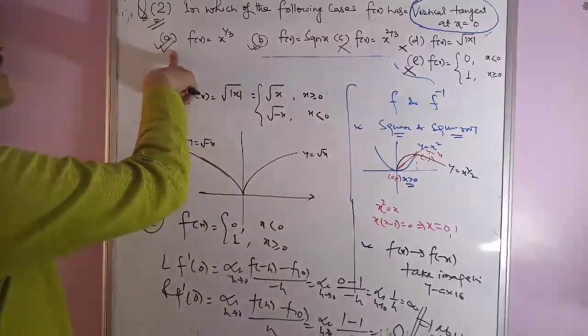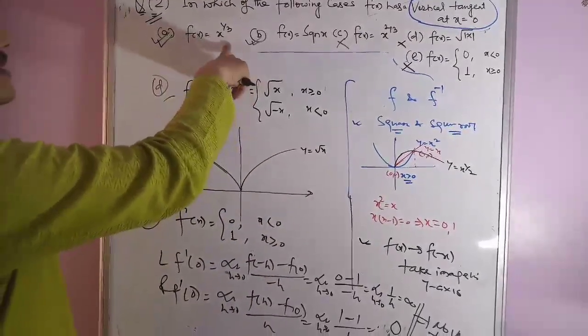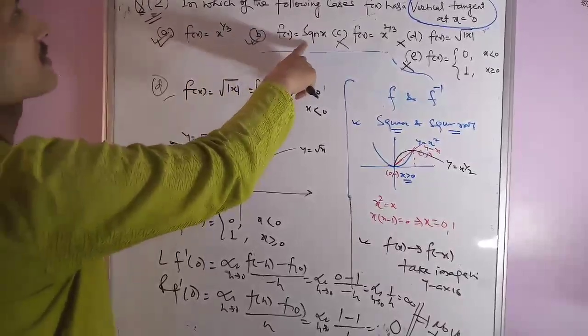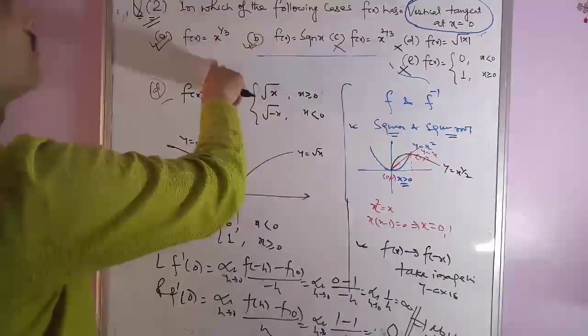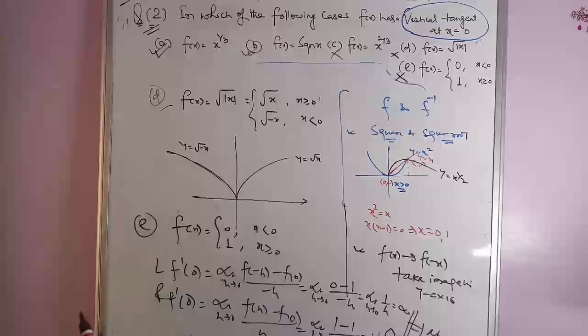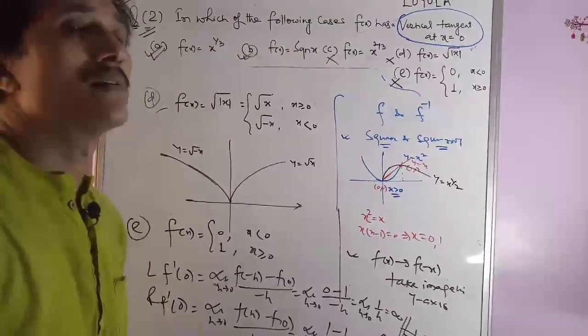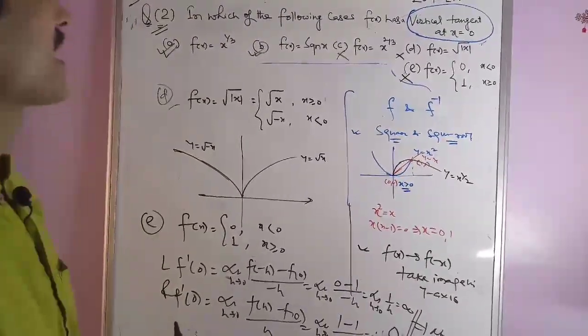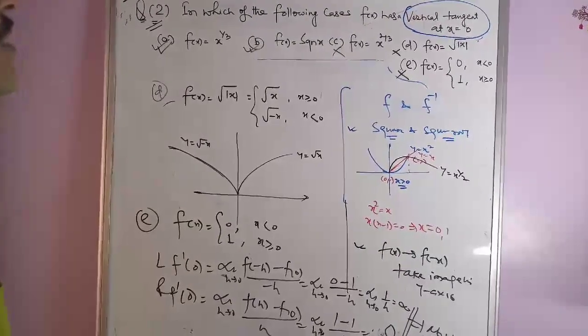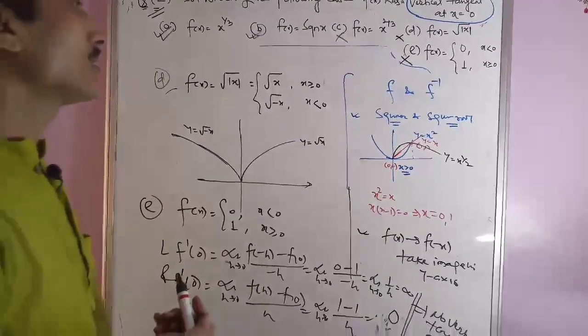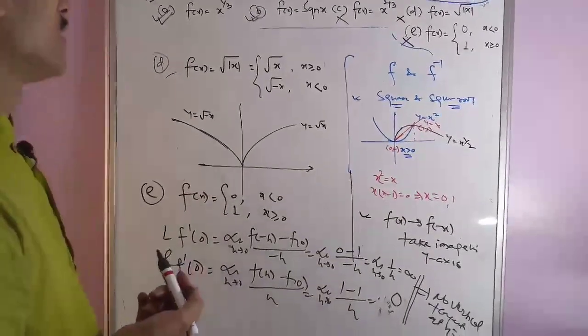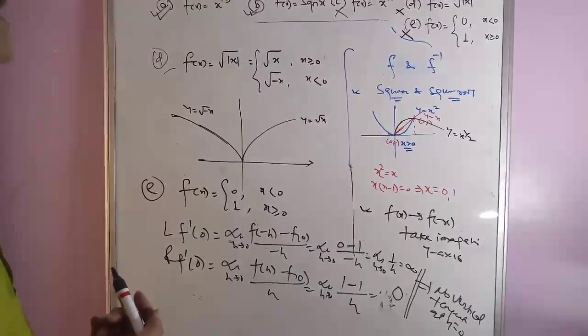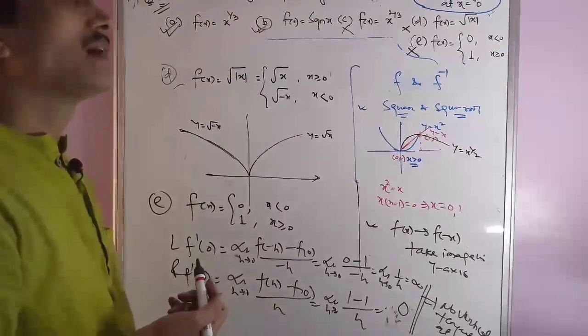Only in these two cases, f(x) equal to x to the power 1 by 3 and f(x) equal to signum x, we have vertical tangent. We will give a second alternative, focus on the graph, because we need this graph in the next chapter.